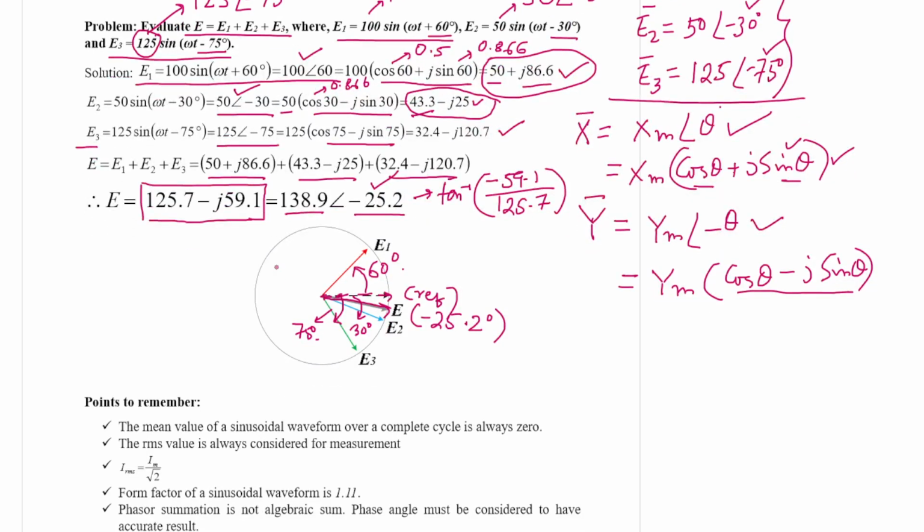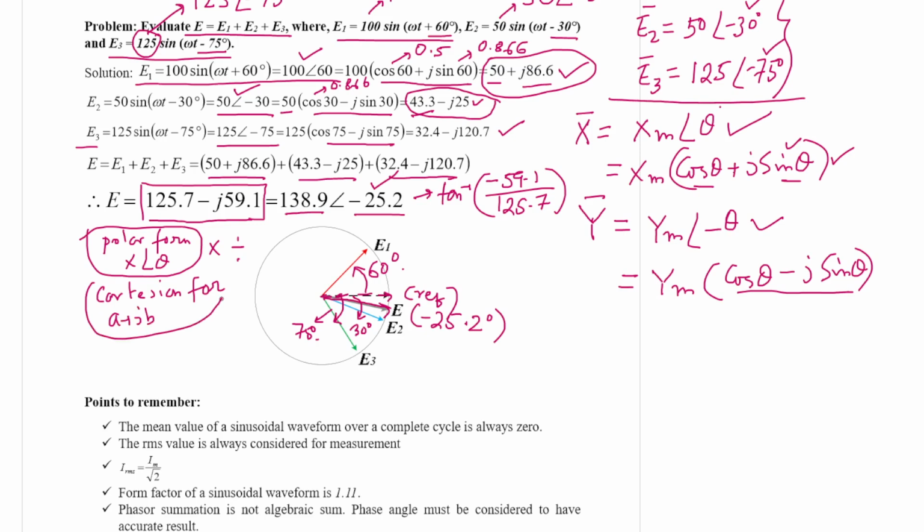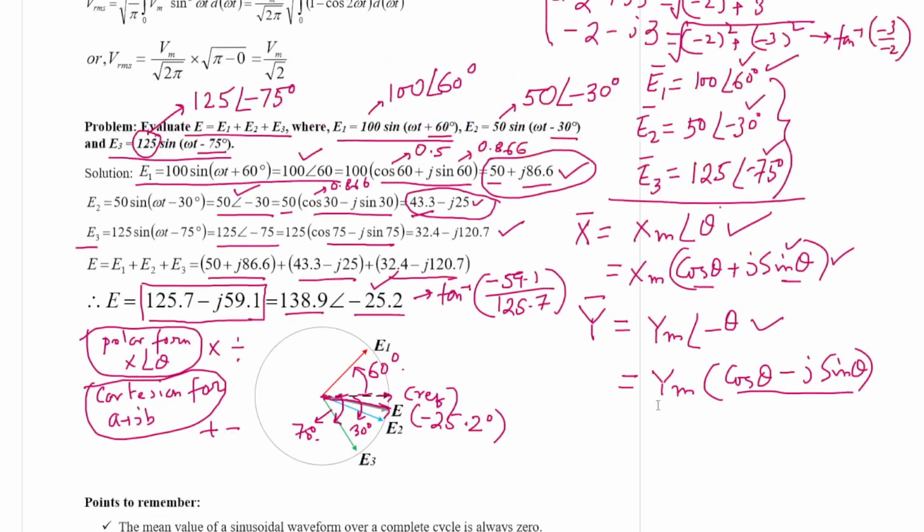So if you have a polar form, that means this form, x angle theta, you should always opt for multiplication and division. And if you have a Cartesian form, that means a plus jb, in this form you should always opt for plus and minus. This is the normal rule.